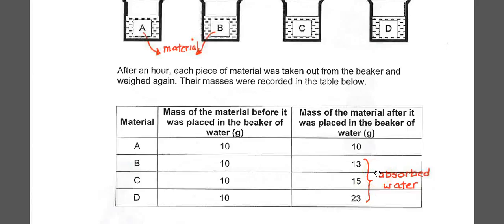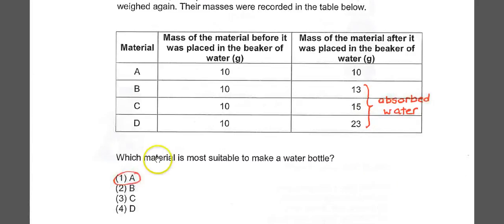Let's take a look. Which material is most suitable for making a water bottle? For a water bottle, the material must be waterproof. A did not absorb any water. These 3 absorbed water, that's why they got heavier. Use material A. Answer 1.